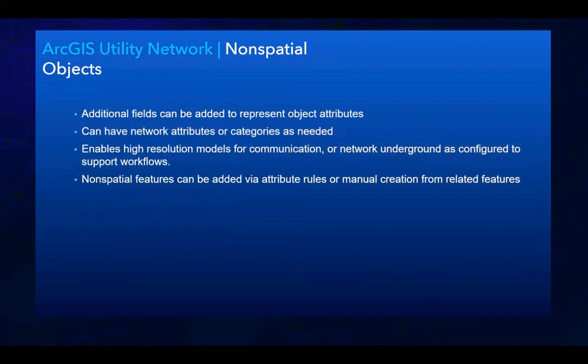So you're not limited in the non-spatial objects. You can add additional fields to help represent those object attributes. You can even include network attributes or network categories to enrich those non-spatial elements. It's going to enable a higher resolution model for communication. So for example, you may have a fiber cable that has individual buffer tubes and fiber strands. And those buffer tubes and fiber strands can be represented as non-spatial. So you can have that higher degree of finality.